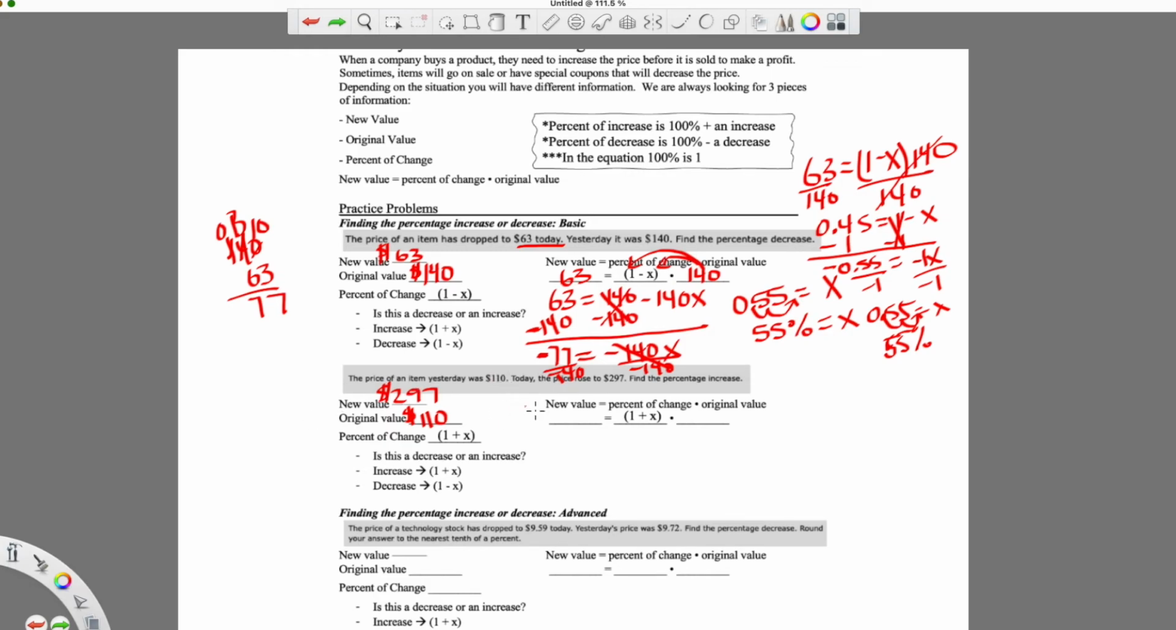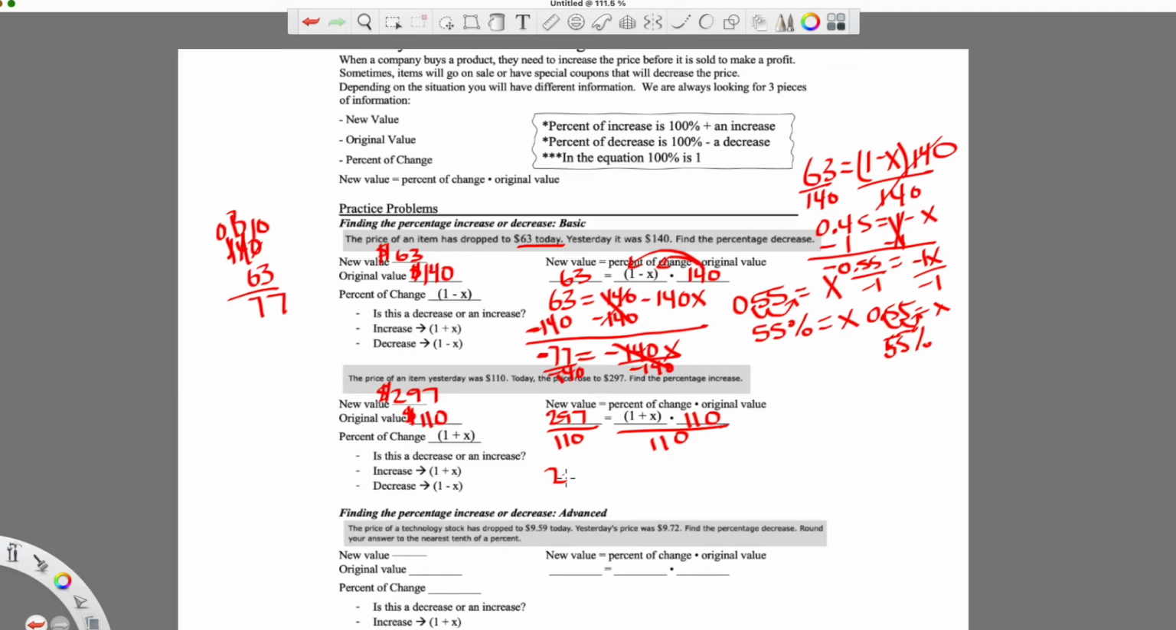So now I have my new price equals 1 plus X because it's an increase. So it's adding the X, it's adding the percent increase. And that's going to be times the original price of 110. So same thing. I can do the exact same thing I did on the last one, where I can distribute this 110 and work it out, or I can divide both sides by 110 right off the bat. And with this one, let's see, 297 divided by 110, we get... 297. I think I typed that in wrong. Divided by 110. Oh, nope.